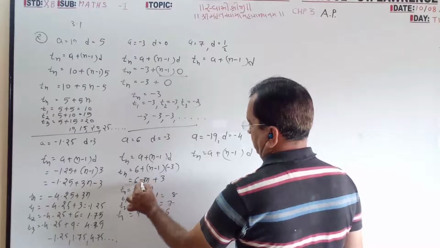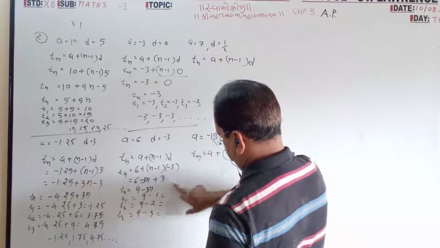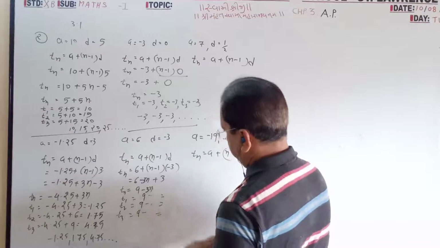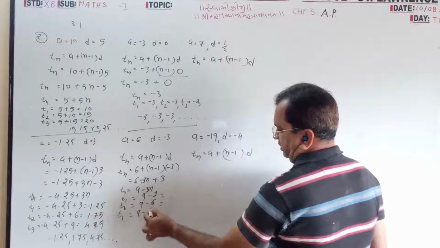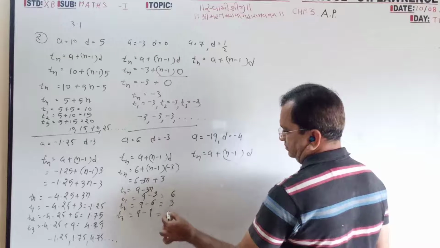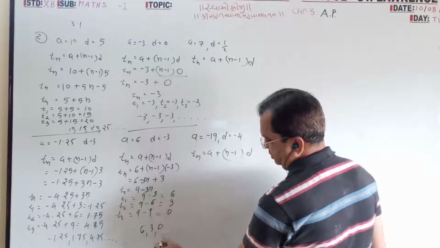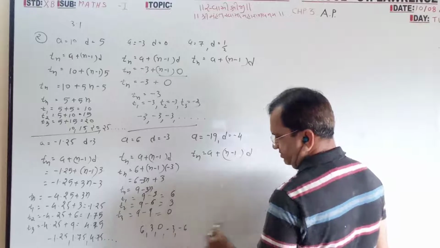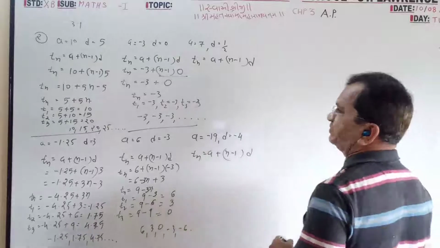This is Tn. So, three ones are 3, 3 twos are 6, 3 threes are 9. So the series is 6, 3, 0, minus 3, minus 6. Like that you can develop the next steps.